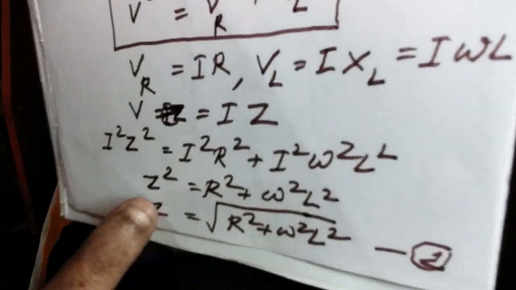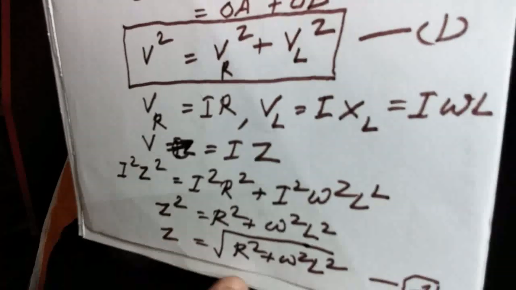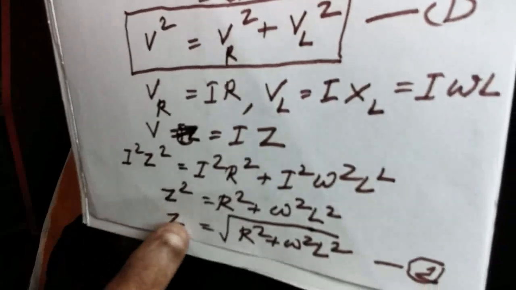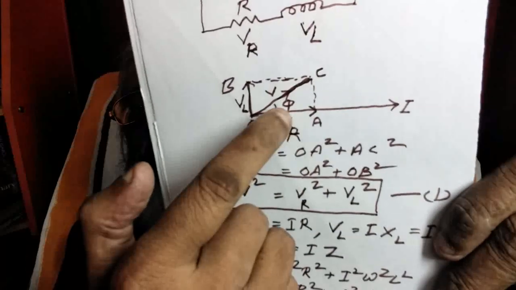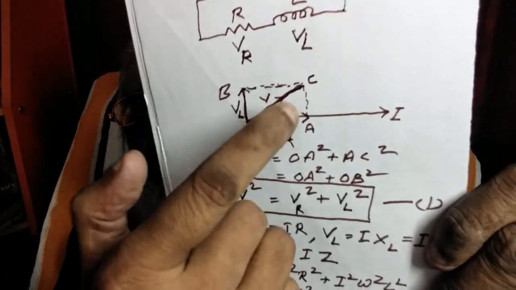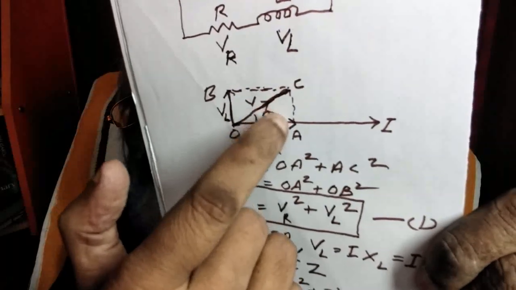Okay, this is not Z equals R plus omega L. Just use the Pythagoras theorem here. There is a difference between DC circuit and AC circuit. Then from the same triangle, we have to find out the phase difference between applied voltage and current. For that, you have to find phi. For this, take tan phi.